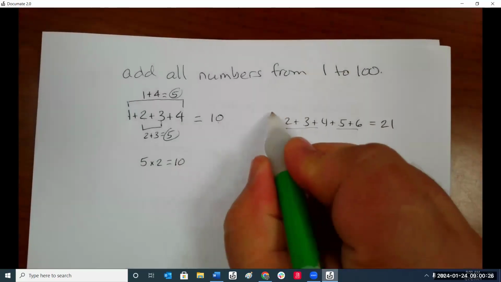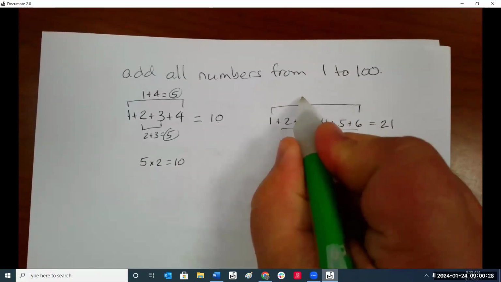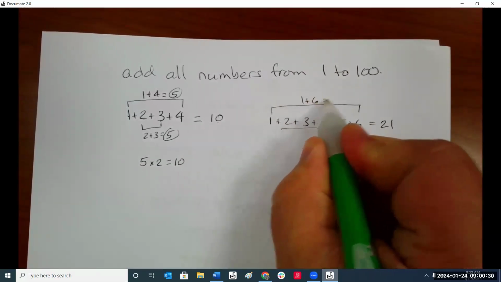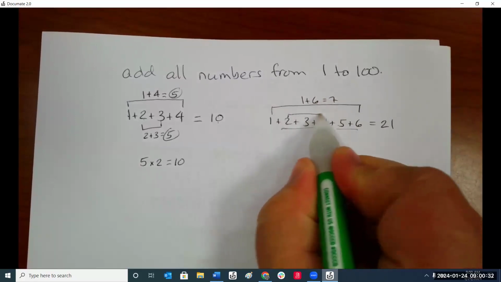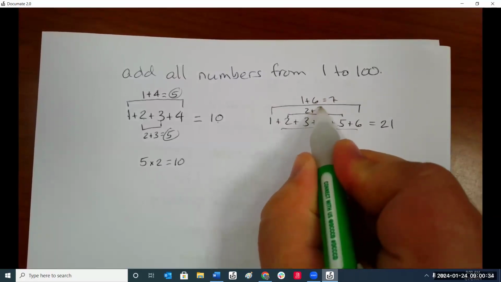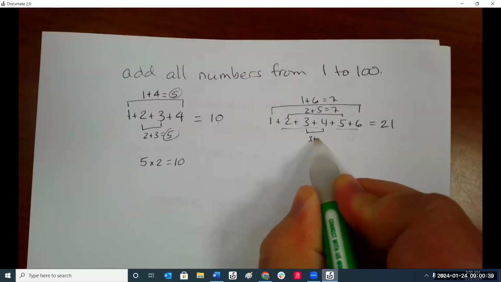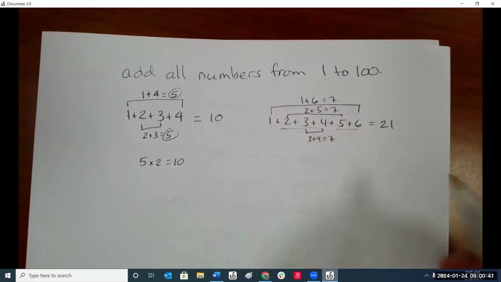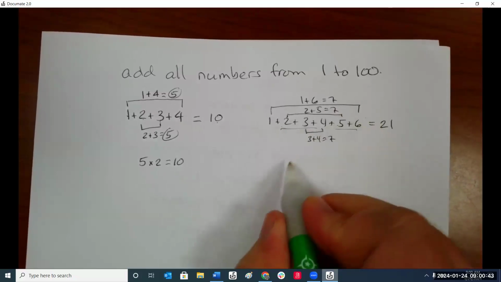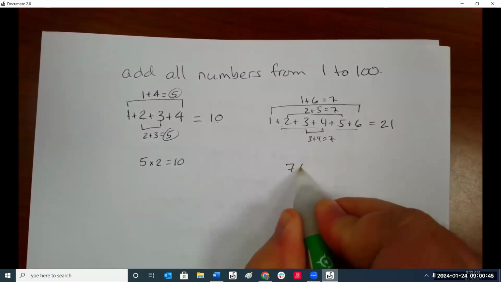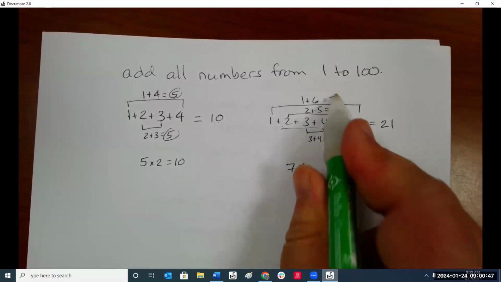Let's try that again. 1 plus 6 is 7. 2 plus 5 is 7. 3 plus 4 is 7. So the first and last term equals 7, and it occurred how many times?